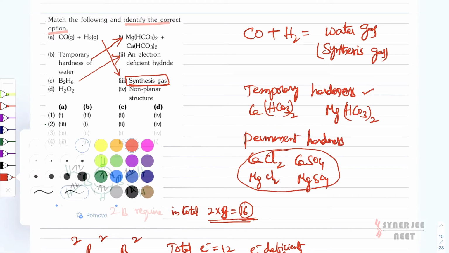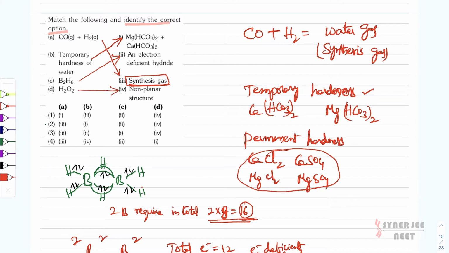Therefore H2O2, this is matching. So that means for first one 3, then 1, 2, 4. So 1, 2, 4. So the second one is the correct option.